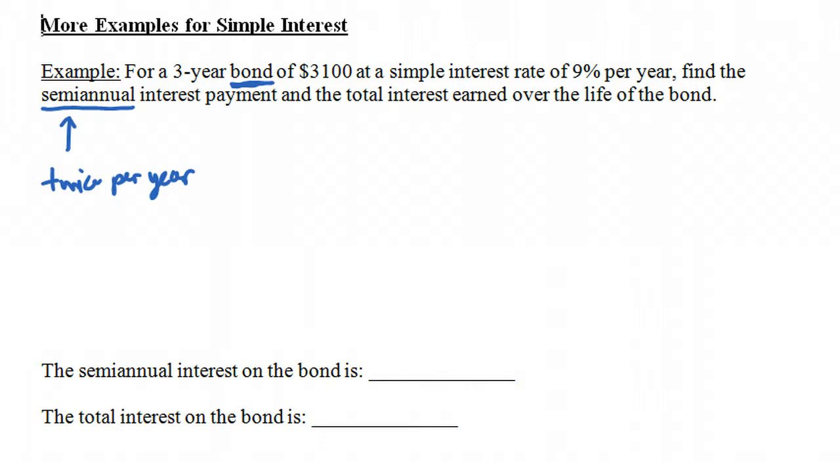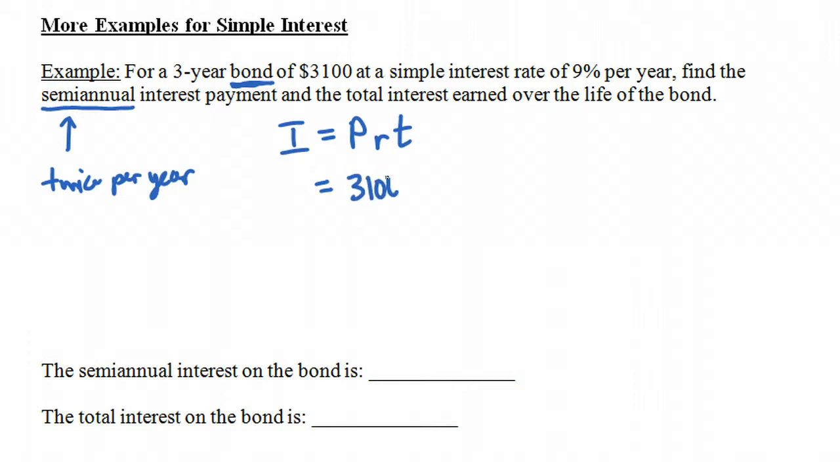It says, for a 3-year bond of $3,100 at a simple interest rate of 9% per year, find the semi-annual interest payment and the total interest earned over the life of the bond. So let's remember our formula. I is equal to PRT. The interest is what we're looking for. What's our interest payment every 6 months?